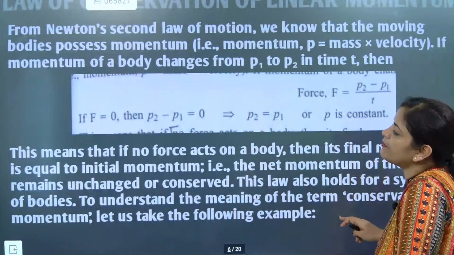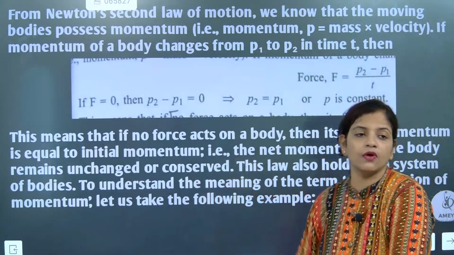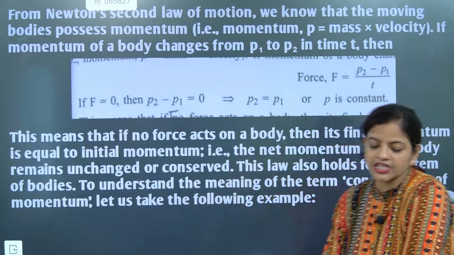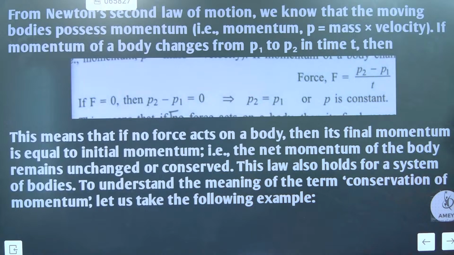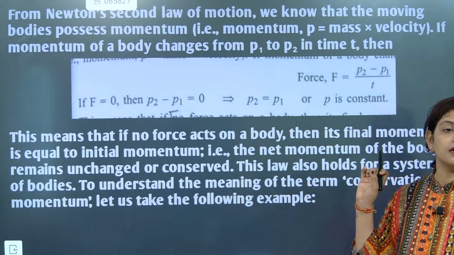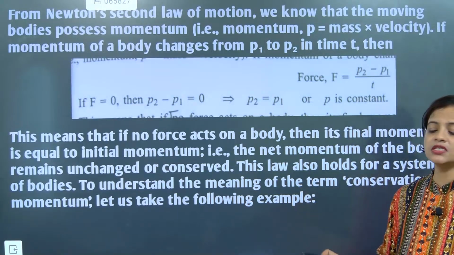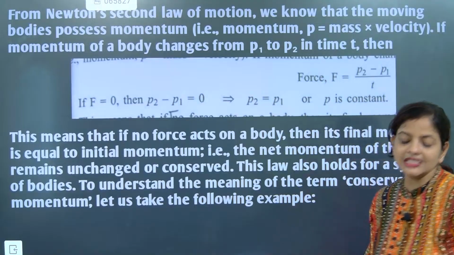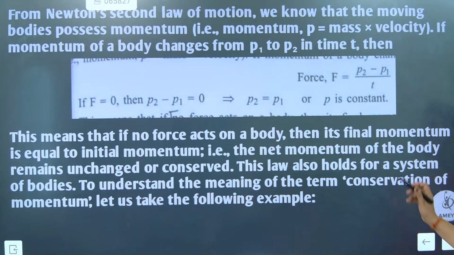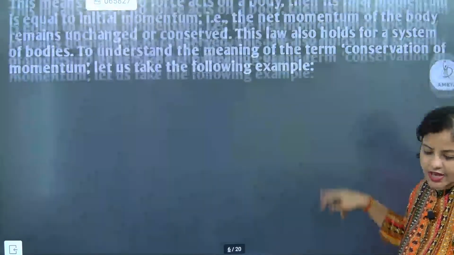So we learned a very important thing. If no force acts on a body, its final momentum is equal to its initial momentum, and this indicates that the net momentum of the body remains unchanged or conserved. The net momentum is conserved or unchanged. This law holds for a system of bodies. To understand the meaning of the term conservation, let's see some examples.